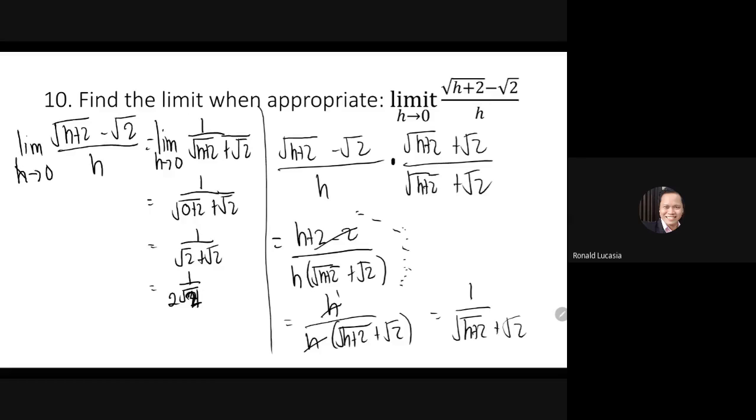And then since that is not yet the final answer, we have to rationalize the denominator, multiplying both sides by square root of 2. So this is square root of 2 over 4. This is the final answer.